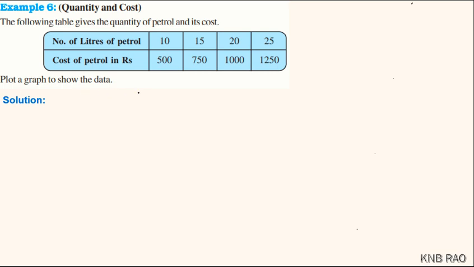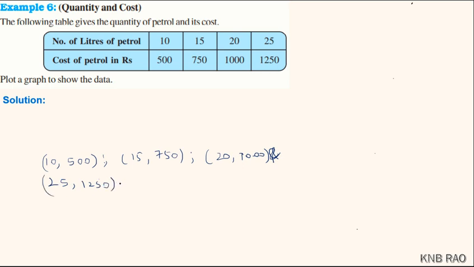Here, plotting the graph of this. How to plot the graph of this? Children, here I have very clearly given the points, that is 10, 500 is 1 point for me. Second point 15, 750, and third point 20, 1000, and fourth point is 25, 1250.